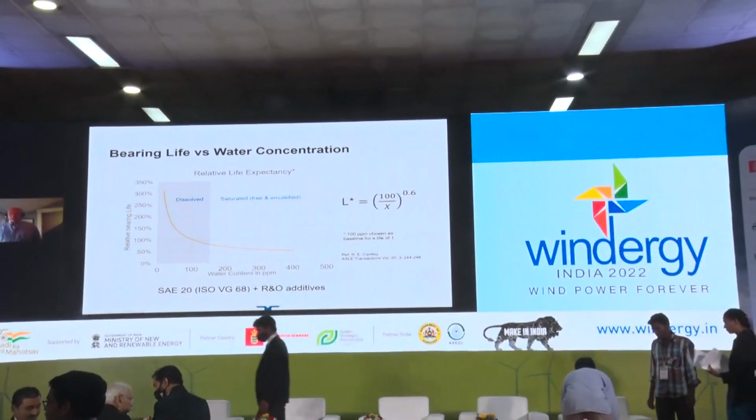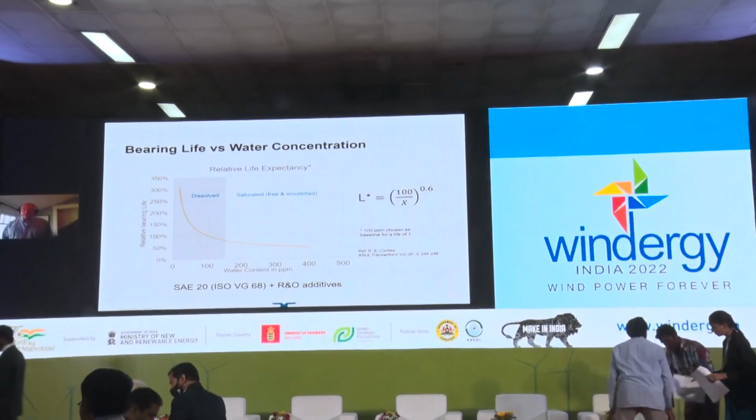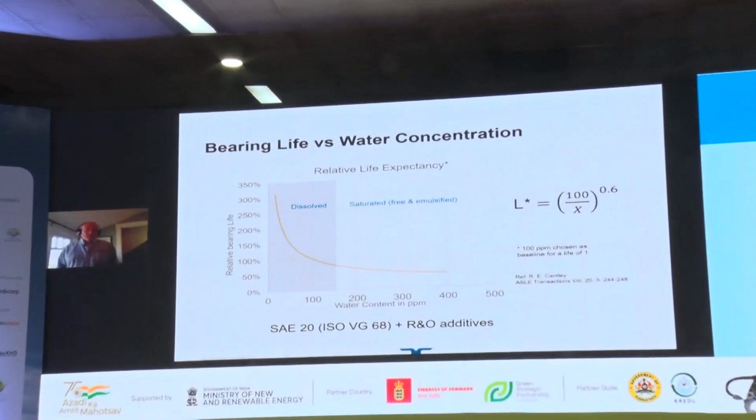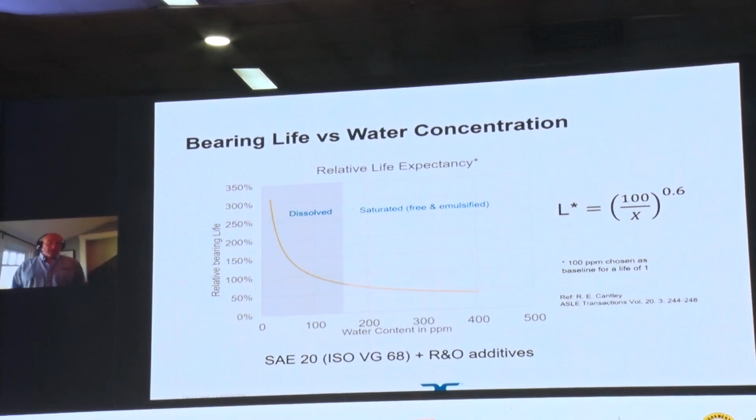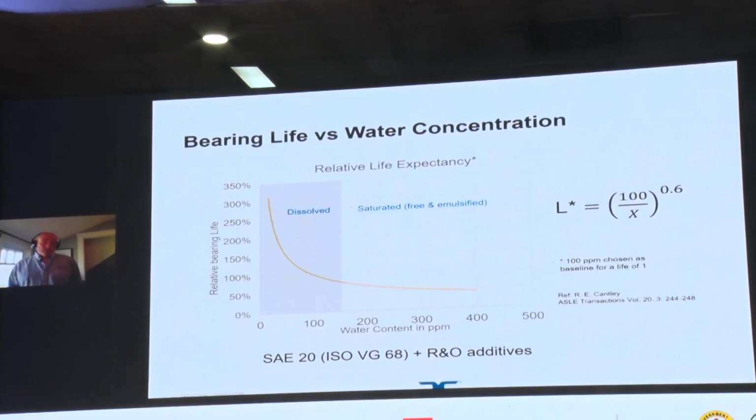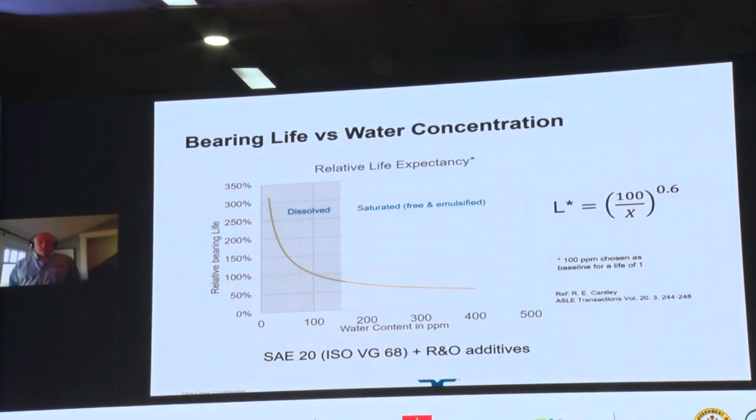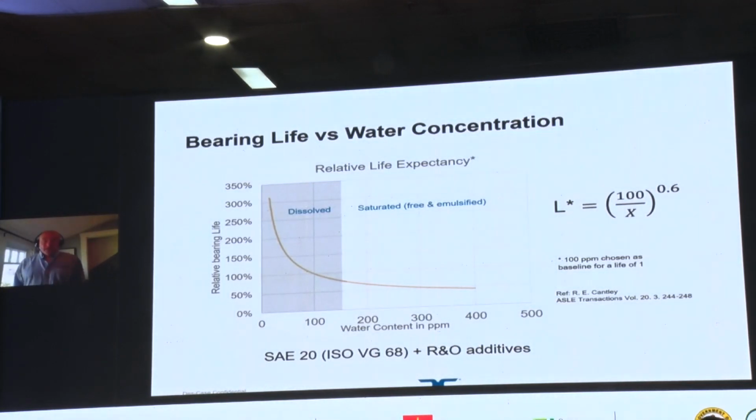And as you can see from the graph, when water is in the free and emulsified phase, the life expectancy of a bearing is at or below about 75%. In fact, when you get up to 500 parts per million, which is just 0.05% by volume, the life expectancy of a bearing is below 50%. In other words, the bearing will last just half as long as it's intended to, or how it's designed.